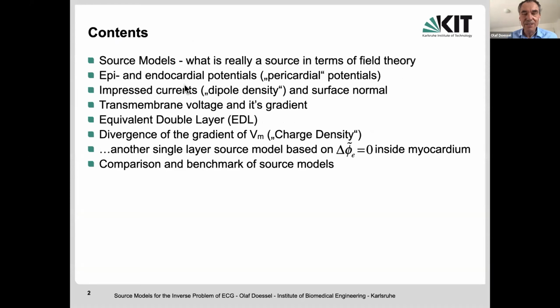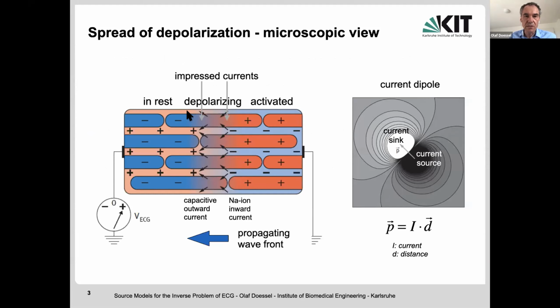Source models, what do I really mean with it? I will look into epicardial and endocardial potentials, impressed currents, transmembrane voltages, equivalent double layers, the divergence of the gradient, another single layer source, and then I will try to compare all these sources. So I have to go back to the basics of bioelectric signals.